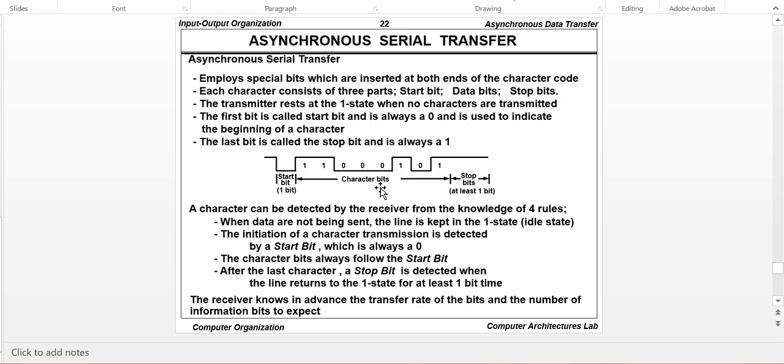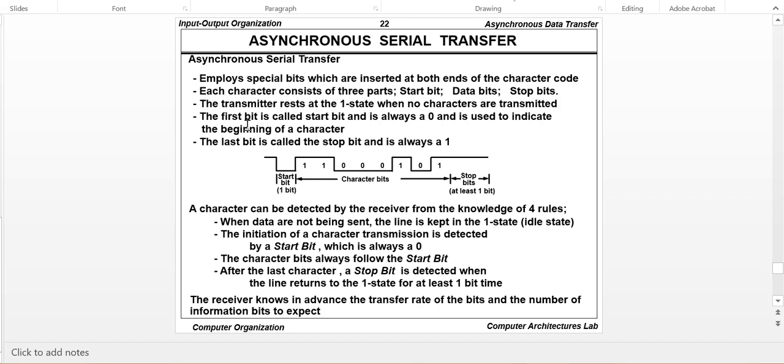So which means two special bits are attached or inserted at both the ends of a character code. If a character has to be transmitted from one unit to the other, then there will be a start bit which is attached at the beginning, and there will be a stop bit which is attached at the end. These start and stop bits are the special bits, and in between we have the data bits.